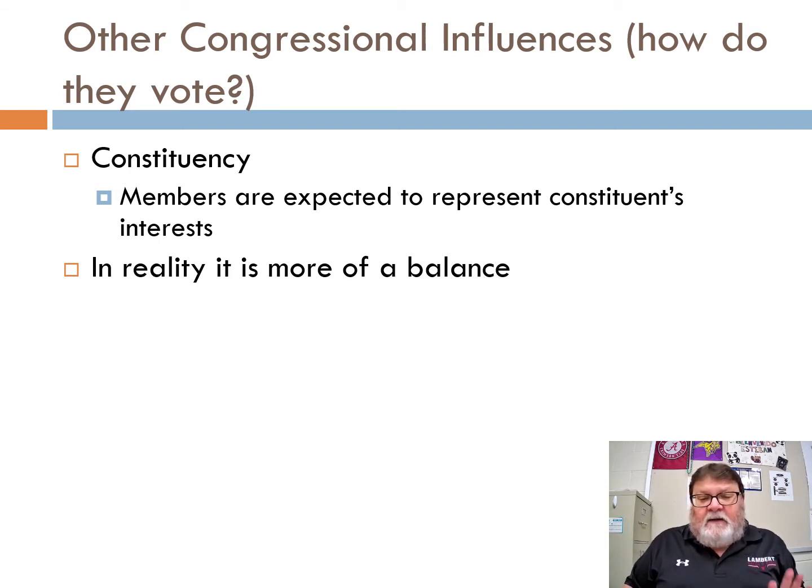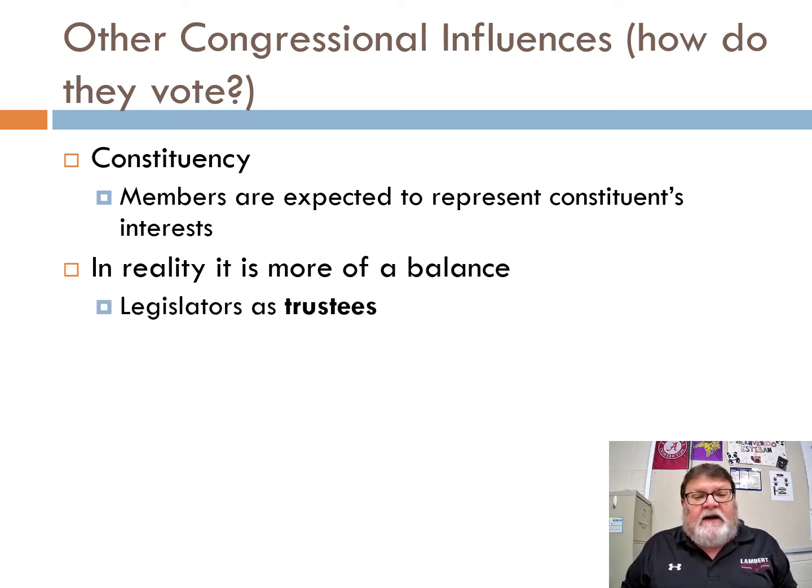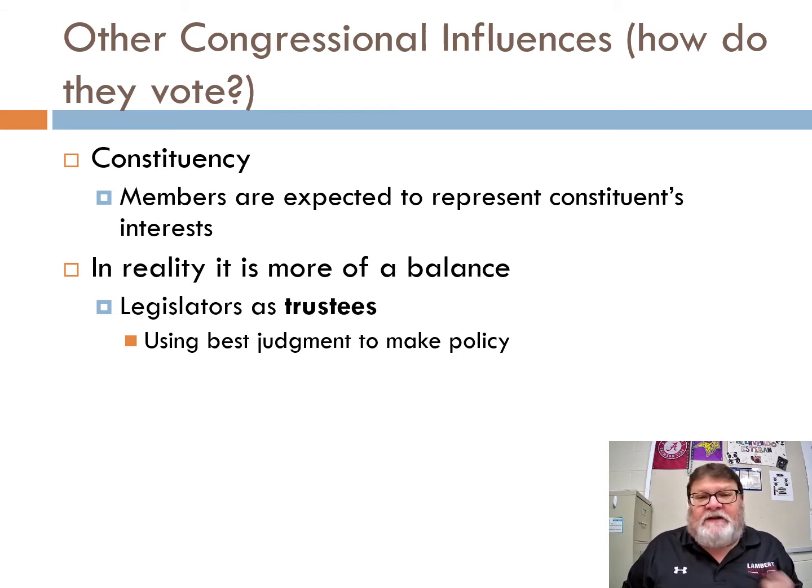Okay, so we're back. So again, in reality, it's more of a balance. And there's three terms you need to know, and they're all going to be bolded here. Sometimes legislators act as trustees, so we have to understand what that means. They're using their best judgment to make policy, not necessarily what their constituents may want. They're there as, okay, we elected them to use their best judgment. We trust them to do what they think is best. That's sort of the idea here.